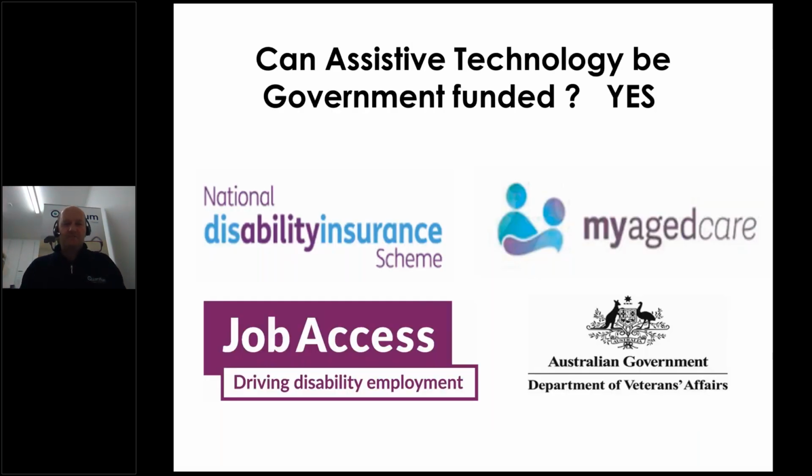Can assistive technology be government funded? And the answer is yes. You can get assistive technology through the National Disability Insurance Scheme, My Aged Care, home care packages, Job Access, and the Department of Veterans' Affairs. There definitely is government funding for these devices. There are different rules for different types of funding through the government, and it can be quite complicated to get some of these items funded. So the best thing to do if you wanted to use any funding is to ask a lot of questions, and we can always help out with that.